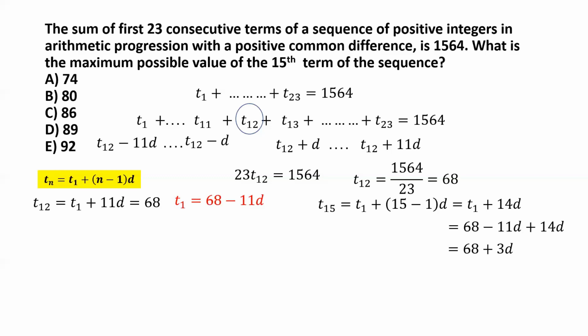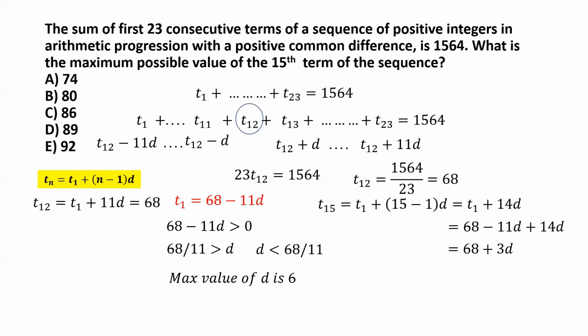For that, we go back to the expression written in red, T1 equals 68 minus 11D. Since the terms of the arithmetic progression are all positive, T1 has to be greater than 0, which means 68 minus 11D has to be greater than 0. From this, we have 68 by 11 greater than D, or D has to be less than 68 by 11. And since D has to be an integer, the maximum possible value of D will be 6.